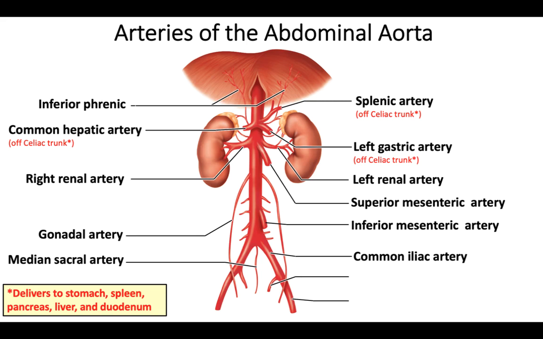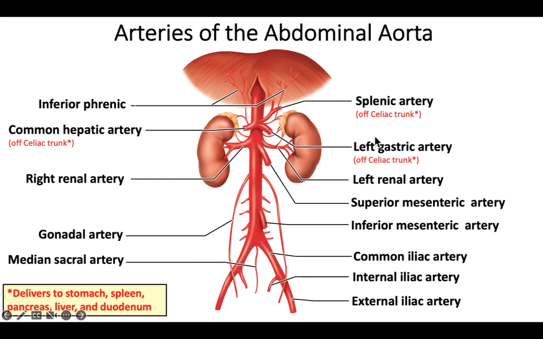Then the aorta splits. When the aorta splits, those two arteries are called common iliac arteries. Common suggests that it's going to split again. It splits into an internal iliac, which stays in the pelvic cavity, and then the external iliac, which is going to exit and go into the leg. All right, so these are the arteries off the abdominal aorta.